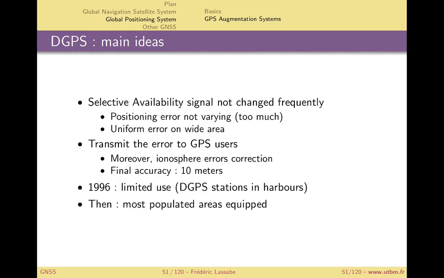So in 1996 there were DGPS stations in harbors, so limited use, and then most of the populated areas were equipped. So they started with harbors because the accuracy is less critical than airports, but airports still are very interested by one system to replace everything and to spend less money, to have fewer expenses in the function of the airport.